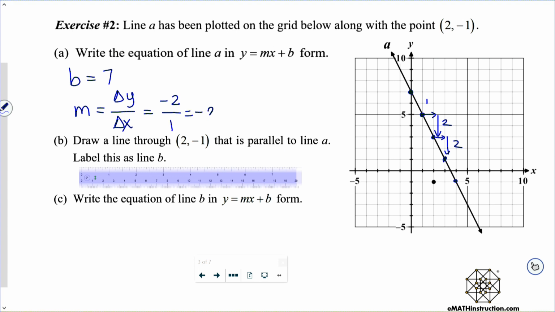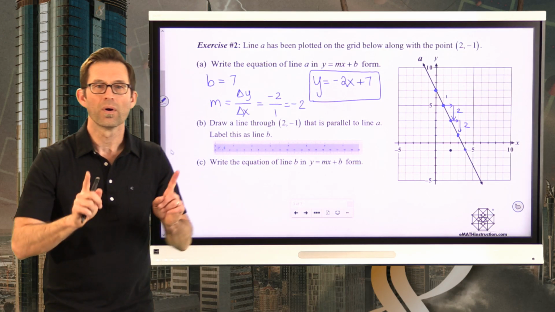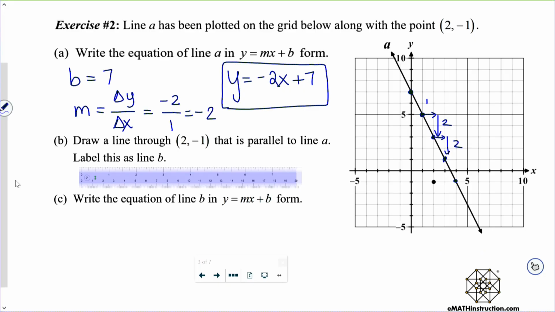We could leave it that way, but most often that'll just be written as -2, since -2 divided by 1 is just -2. So at the end of the day, the equation of my line is y = -2x + 7. All right, so simple enough. Now, letter B, let's take a look at that.